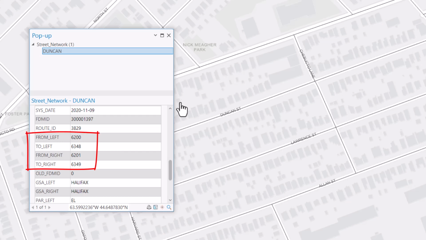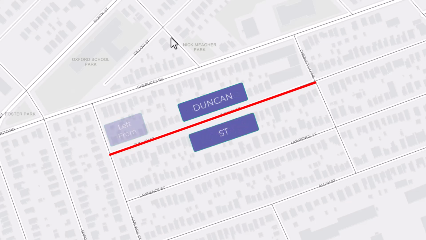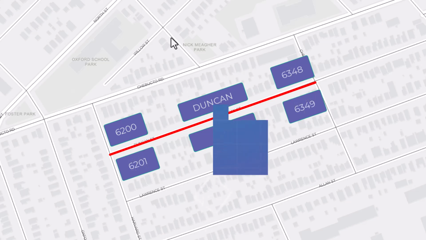In other words, for each street segment in your layer, you need to know the street name, the street type like avenue or boulevard, and the first and last address for each side of the street. This data is necessary to find the correct street segment and interpolate the location for each entered address.